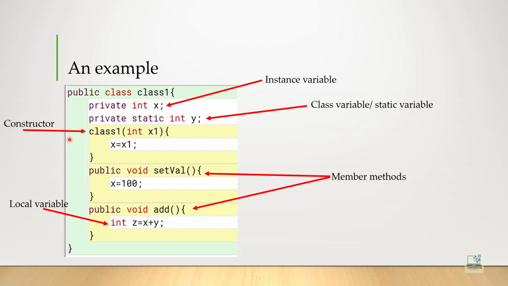It doesn't have any return type like normal methods do. Constructors don't have any return type, not even void, because their purpose is not to return any value but to initialize. So I have initialized x using the value of x1 in this constructor.